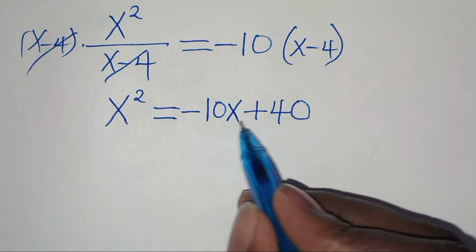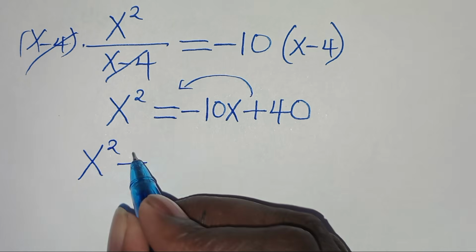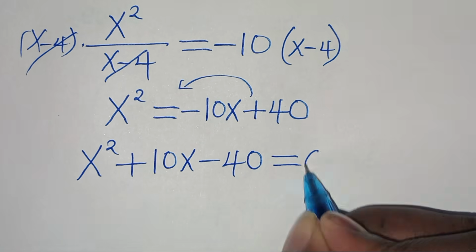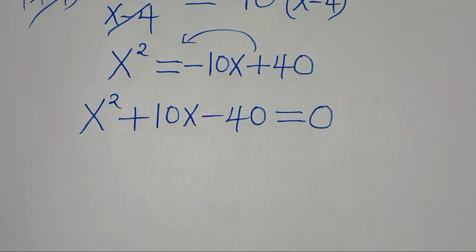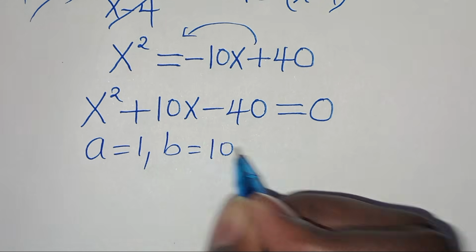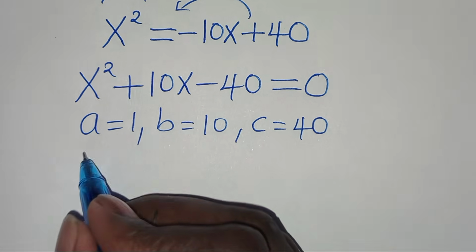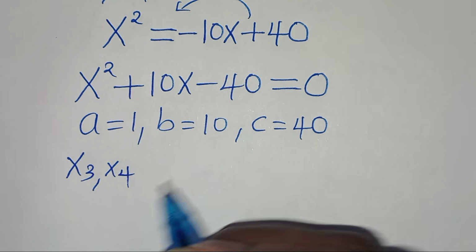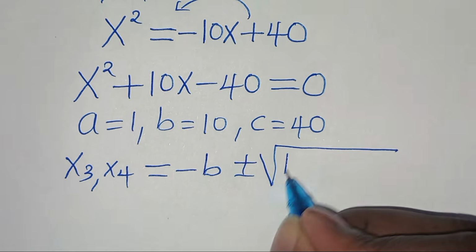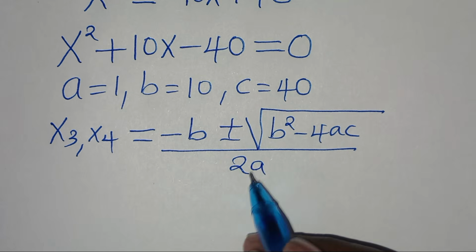Now let's take minus 10x plus 40 to the left hand side, so that we have x to the power of 2 plus 10x minus 40, this is equal to 0. So this is a quadratic equation here, where we have a is equal to 1, b is equal to 10, and c is equal to minus 40. Now we can solve for x3, x4 by applying the quadratic formula here, which is minus b plus or minus the square root of b squared, subtract 4ac, everything here divided by 2 times a.